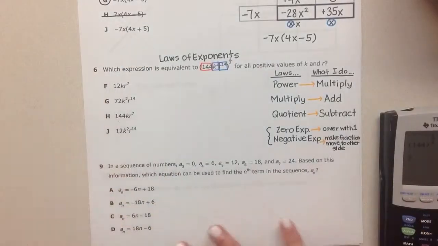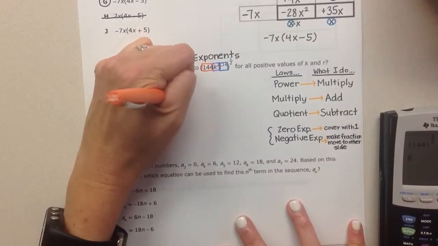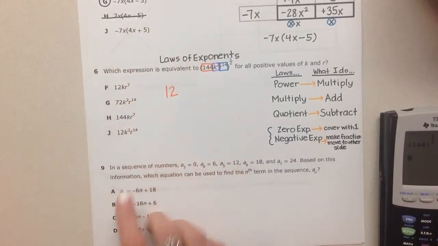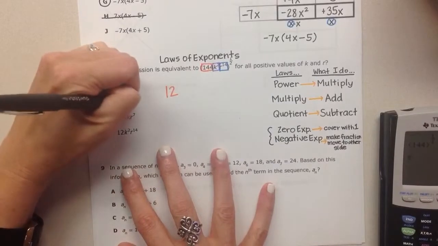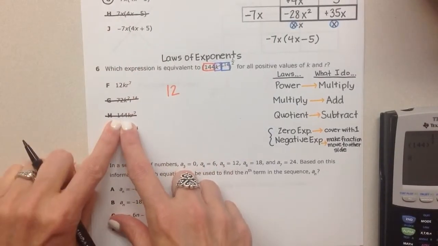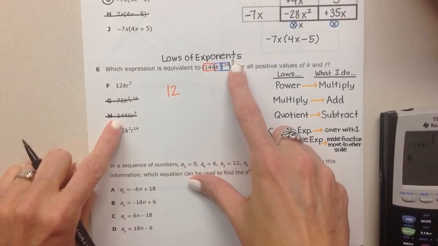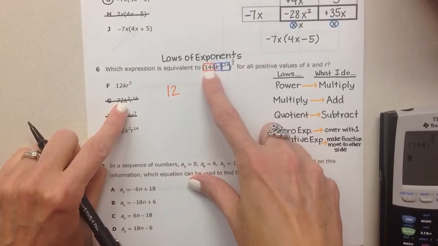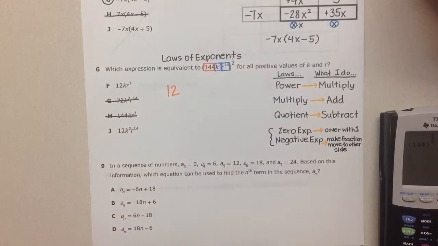I get 12. Well, if I look at my answer choices, that rules out G, and that also rules out H. If you got 144, you didn't raise it to 1/2. If you got 72, you were dividing 144 by half, or multiplying 144 times a half, instead of raising it to the power of 1/2.